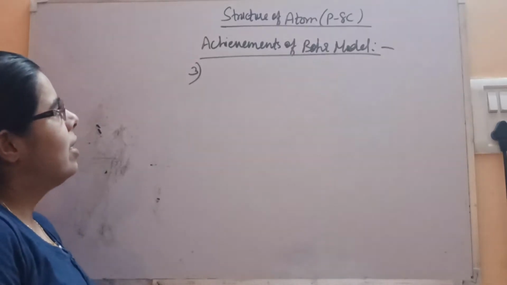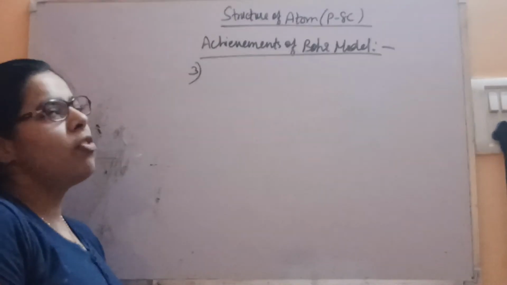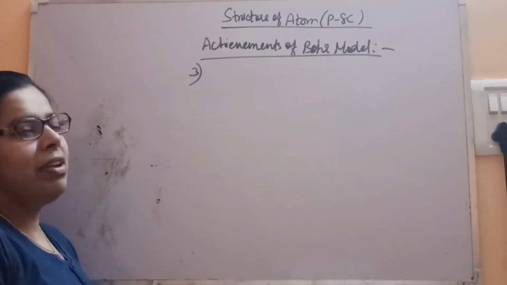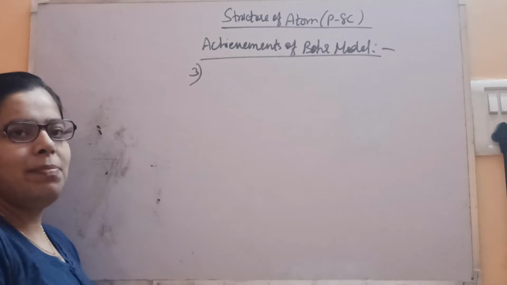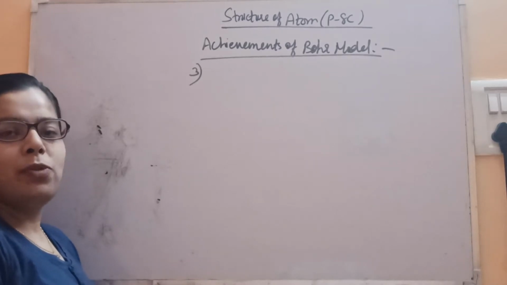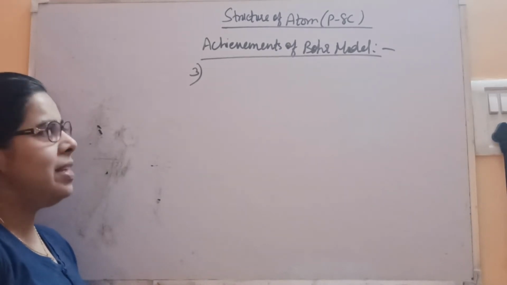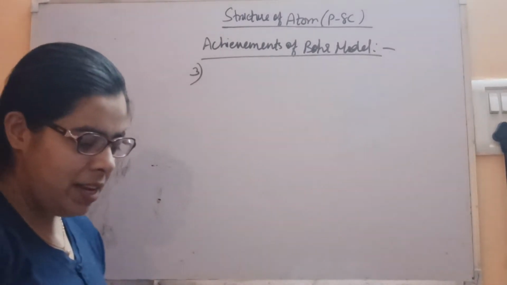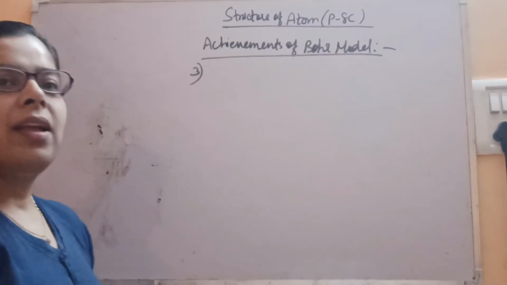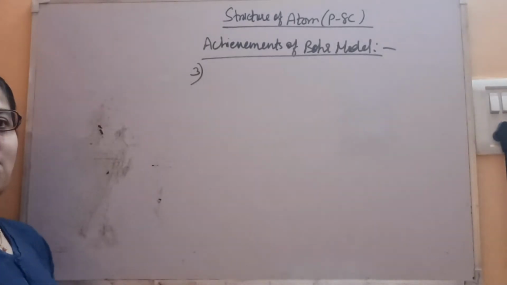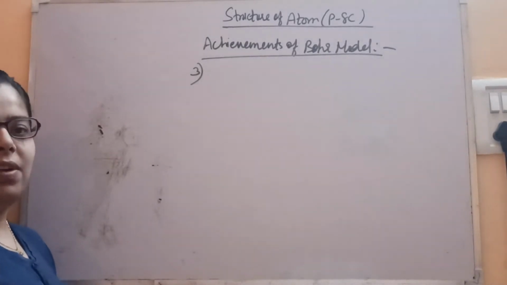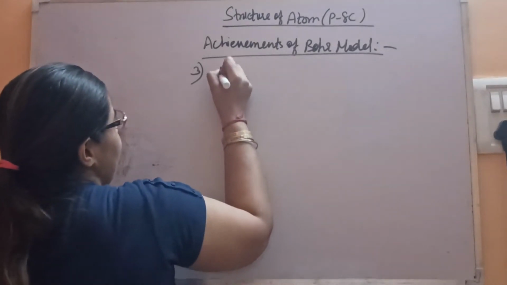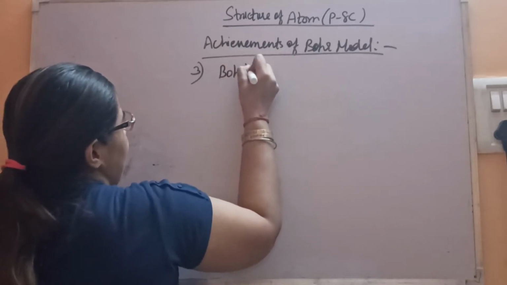Students, welcome back. So we were talking about the achievements of the Bohr model theory, that it has 4 achievements. One, we have seen that he has been able to explain the stability of an atom, and the second we have seen he has been able to derive the Balmer's formula.